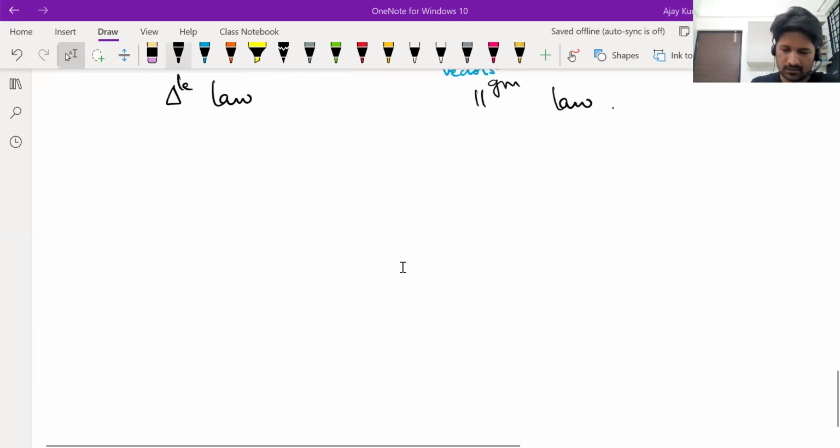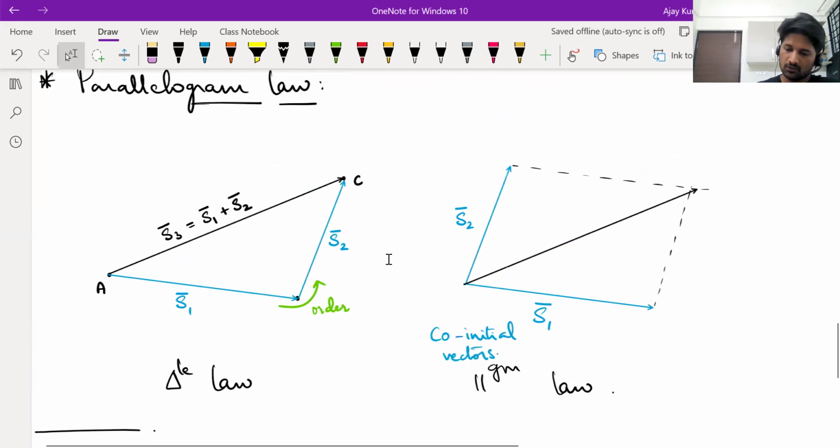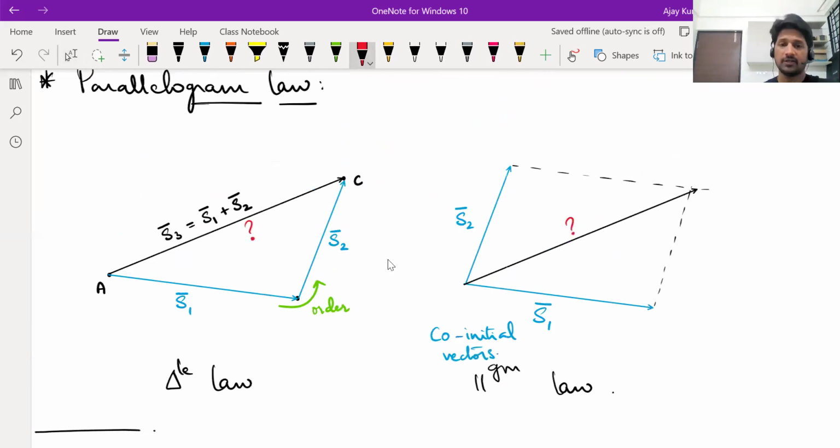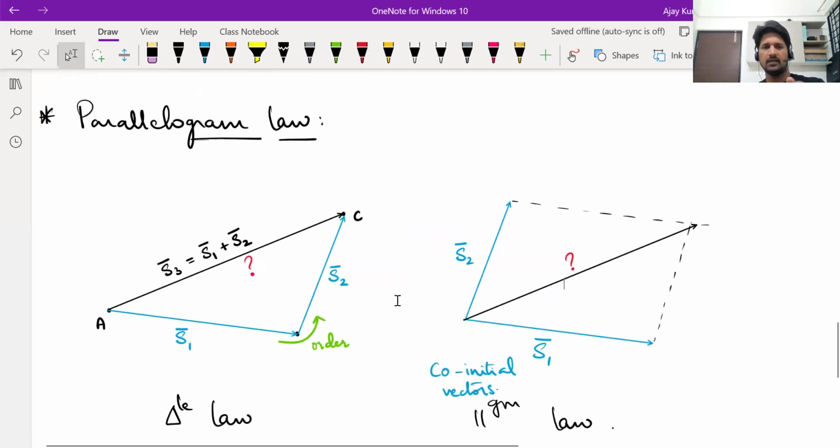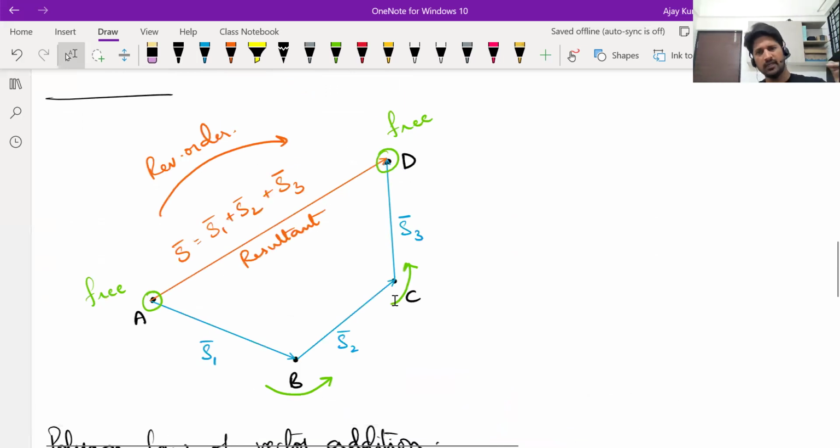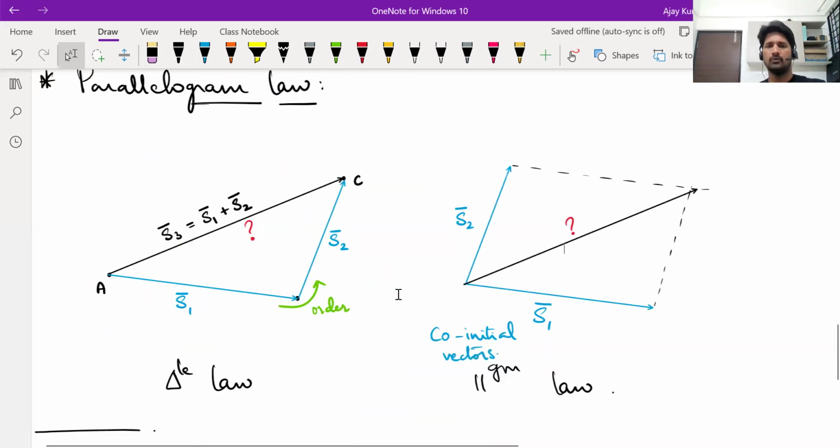The next thing we are going to discuss today is how to find out the length of this resultant. How much will the combined effect of two vectors be? Using parallelogram law, triangle law or polygon law, we can visualize the resultant. But how long is it actually? That calculation we will do for two vectors.